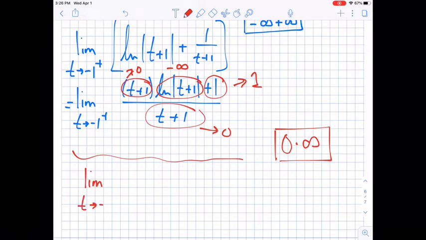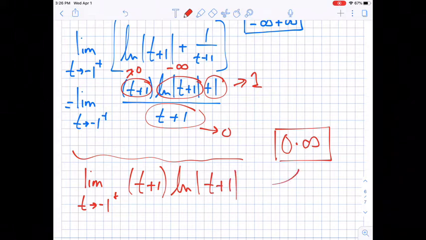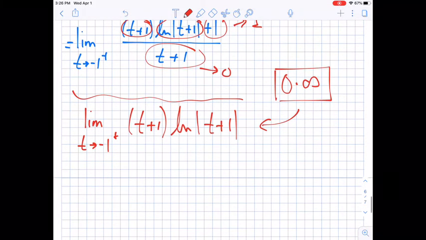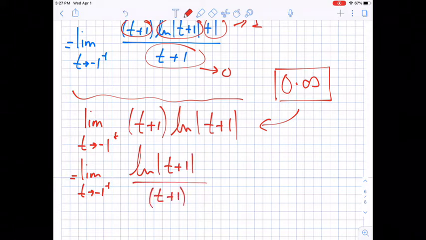What is the limit as t approaches -1 from the right of t plus 1 times ln of t plus 1? Okay, this is our 0 times infinity, and we know with 0 times infinity we're going to turn it into either 0 over 0 or infinity over infinity by taking one of the two functions and putting it into the denominator. Here, let's take the t plus 1 and put it down into the denominator, which leaves us with ln of t plus 1 divided by t plus 1 to the -1.